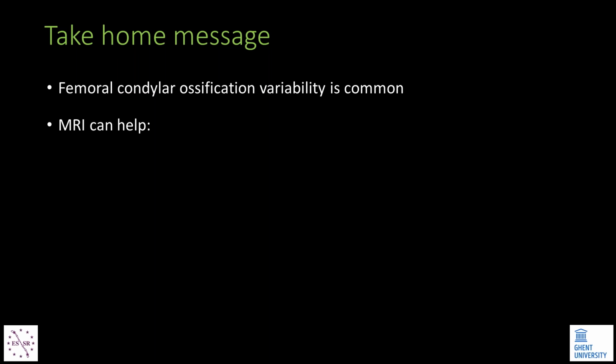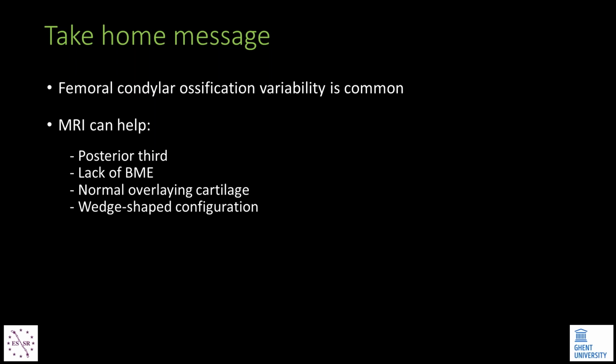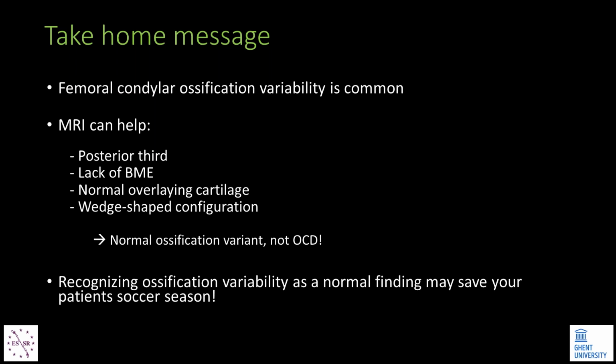differentiate this entity from osteochondritis dissecans, namely if the lesion is located in the posterior third of the femoral condyle, if there is no bone marrow edema present, if the overlying cartilage is intact, and if the lesion has a small angled wedge-shaped configuration on the coronal images, we're dealing with a normal ossification variant and not with osteochondritis dissecans. And recognizing this ossification variability as a normal finding prevents unnecessary treatment for your patient and may save your patient's soccer season. I thank you for your attention.